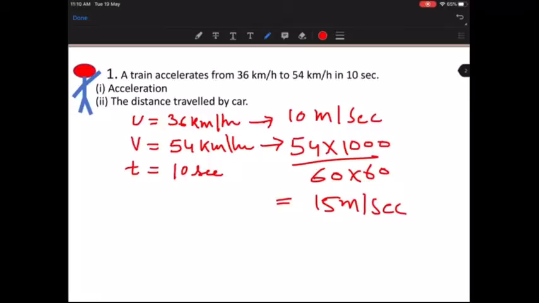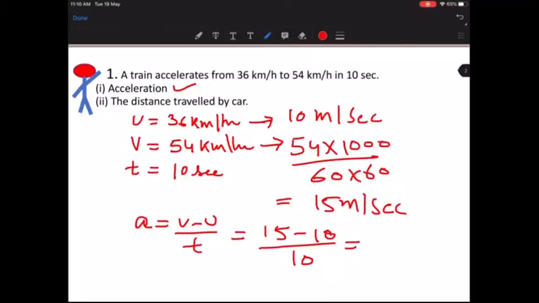So first and foremost is to convert kilometers per hour into meters per second. Now that we have converted, we know he's asking the acceleration first. So we know the formula for acceleration, V minus U upon T. You have to do it along with me. Keep telling me the answers you're getting. What is the value of V? 15. What is the value of U? 10 meters per second. Divided by how many seconds? 10 seconds, right? So if you calculate, you will be getting 5 upon 10, or 0.5 meters per second square. Is it clear to each and every one of you?